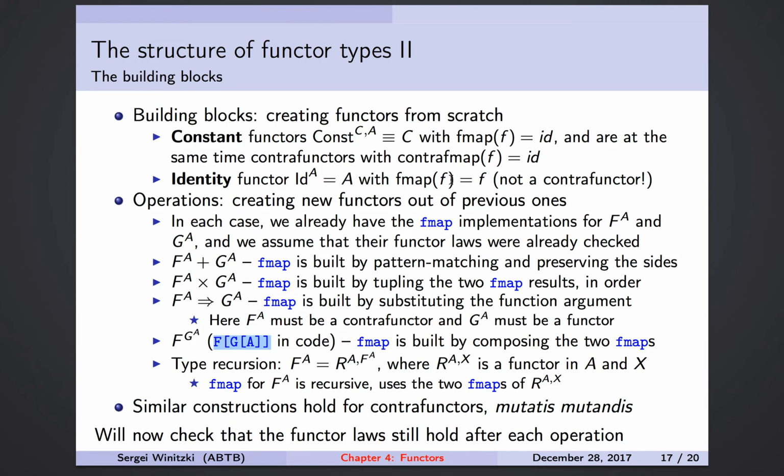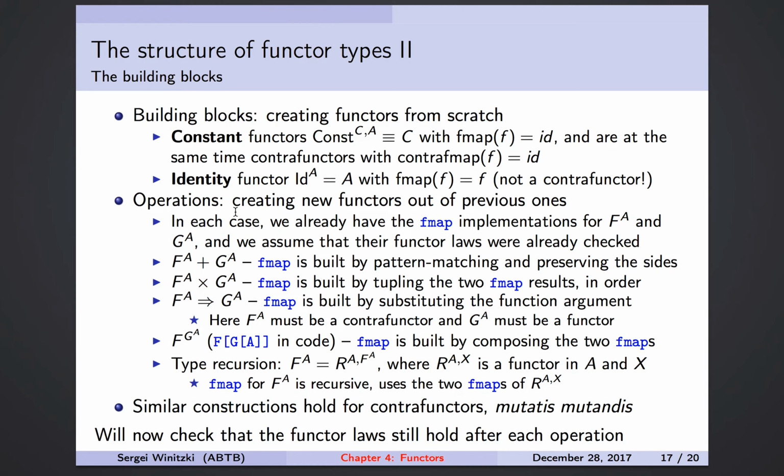So the Fmap for the identity functor takes the f and returns the same f. So it means that if you want to transform A to B, then you just apply the same f to A and you get a B. The laws hold in a very easy way. Obviously, if f is identity, then this is identity, and composition is composition because we haven't changed anything. So f is unchanged. Now, the operations of creating new functors out of previous ones is what we're going to be concerned with next.